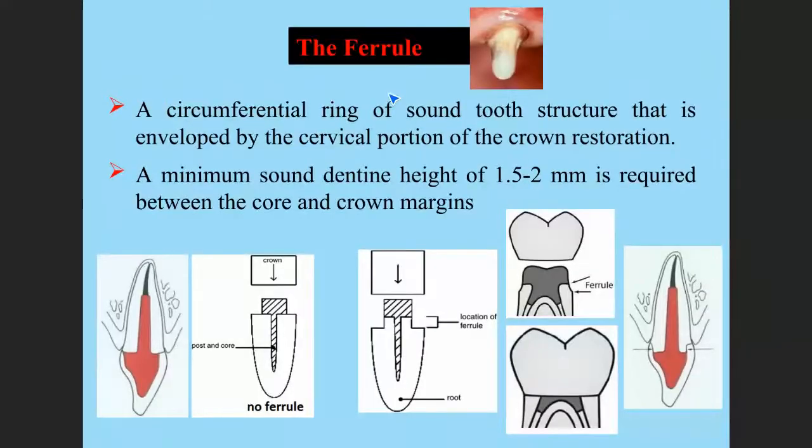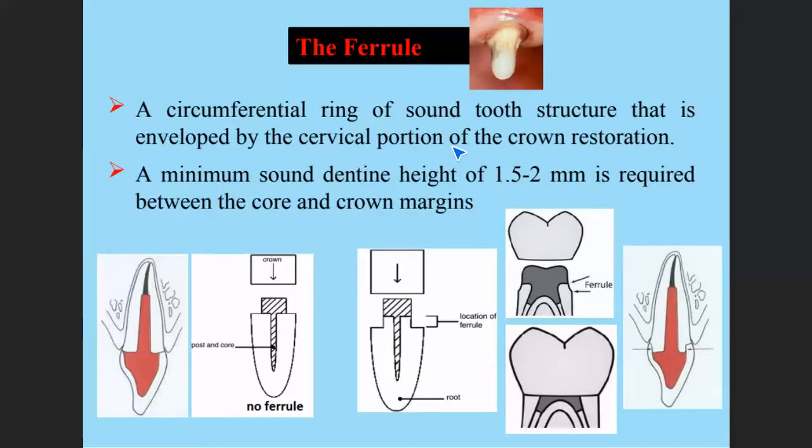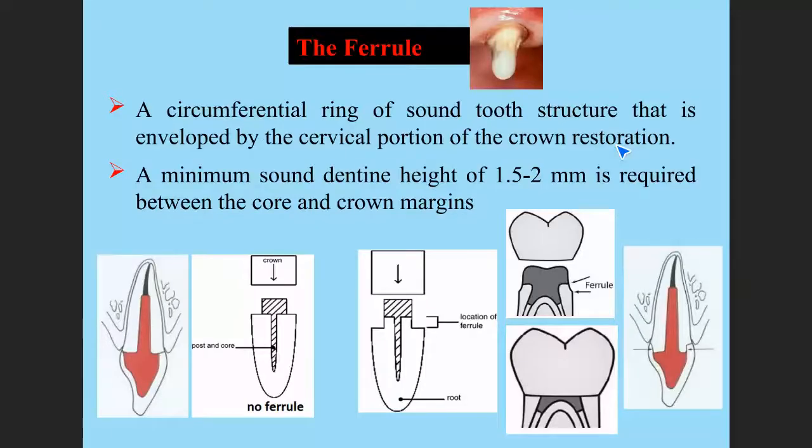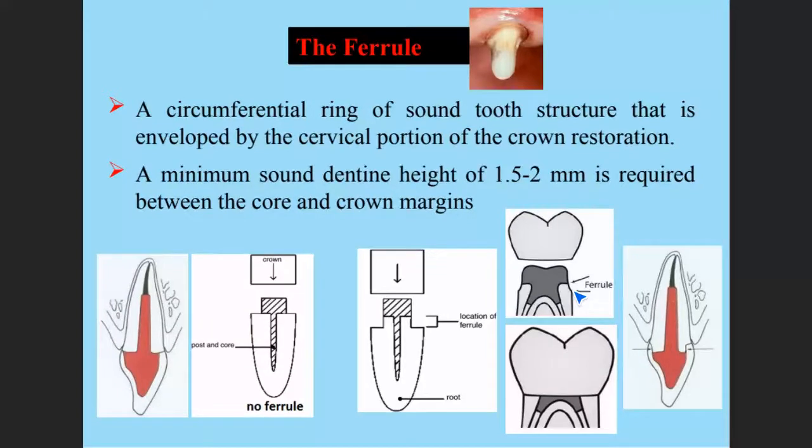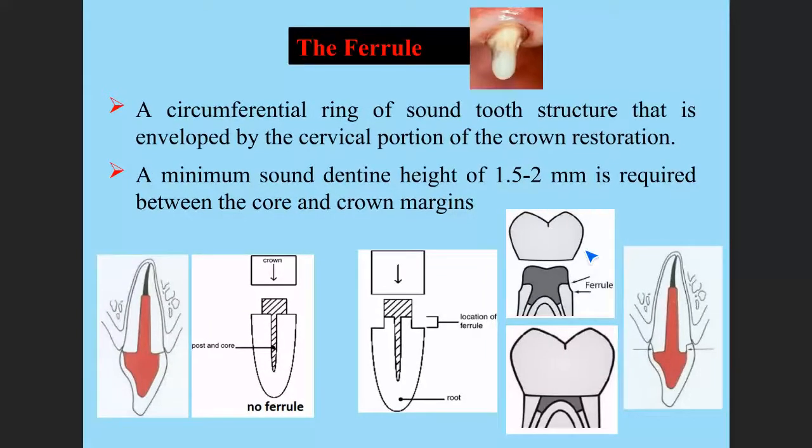So the ferrule is a circumferential ring of sound tooth structure that is encircled or enveloped by the cervical portion of the crown restoration. See here, this is the ferrule. Here, no ferrule. Here, from here to here is the ferrule. This is the core material. And then the crown will encircle, will surround the ferrule all around.